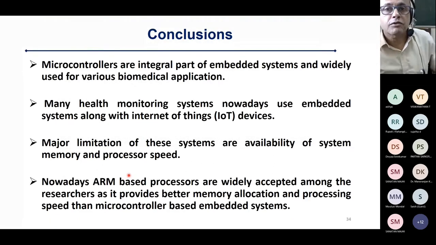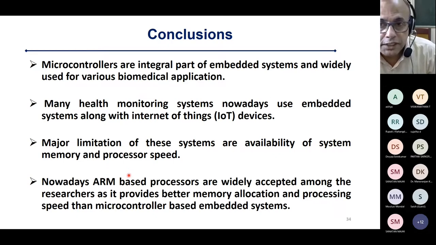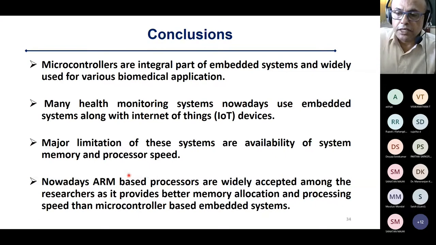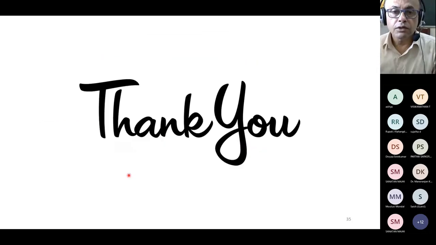And the final conclusion is that microcontrollers are the integrated part of embedded systems and widely used for various biomedical applications. Many health monitoring systems nowadays use embedded systems along with the Internet of Things. The major limitations of these systems are the availability of system memory and processor speed. But the examples we have given are standalone systems, and this is small scale, so they do not require much memory, RAM or ROM, nor a very high-end processor. But if you want very high speed, you should have an ARM-based processor, which is widely used and accepted among researchers as it provides better memory allocation and thus processing speed. So with this, I'll now conclude here.